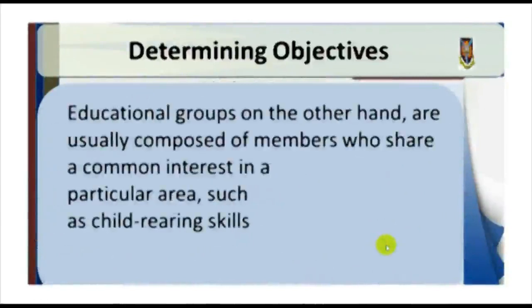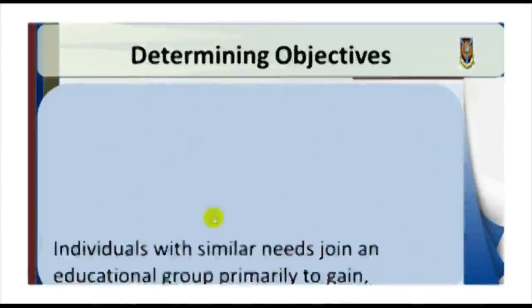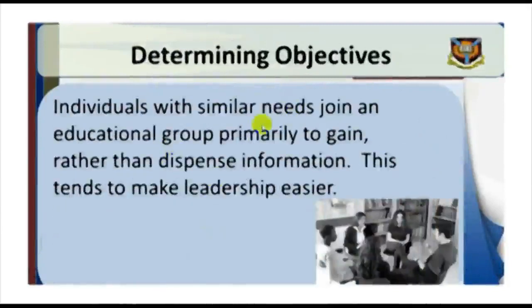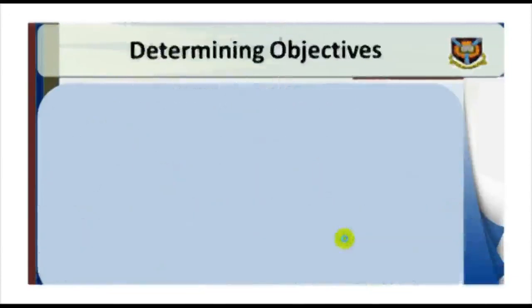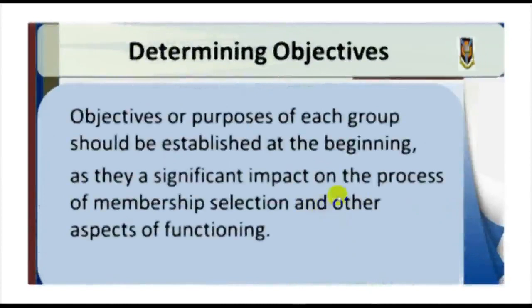Educational groups, on the other hand, are usually composed of members who share a common interest in a particular area, such as child-rearing skills. Individuals with similar needs join an educational group primarily to gain rather than dispense information. This tends to make leadership easier. It is essential that the objectives or purposes of each group be established at the beginning, as they have significant impact on the process of membership selection and other aspects of functioning.